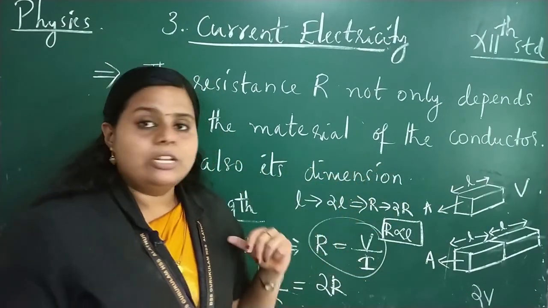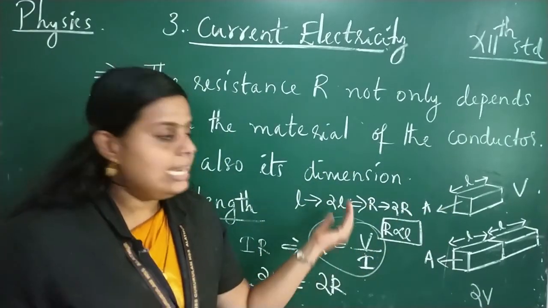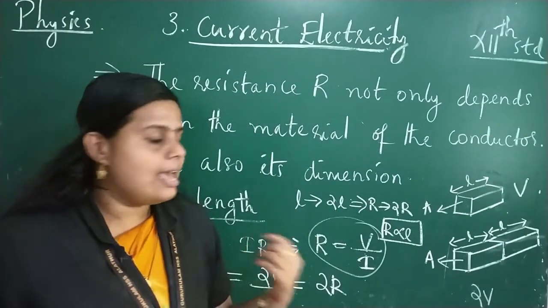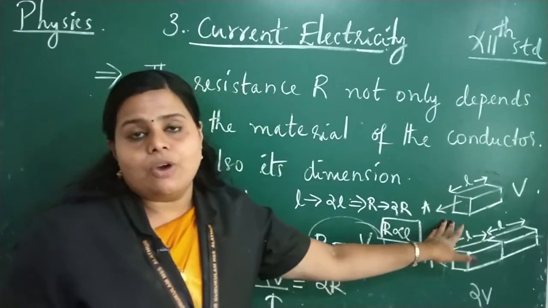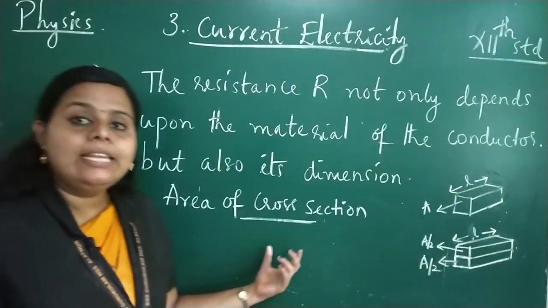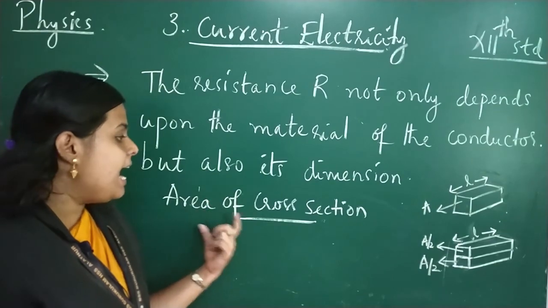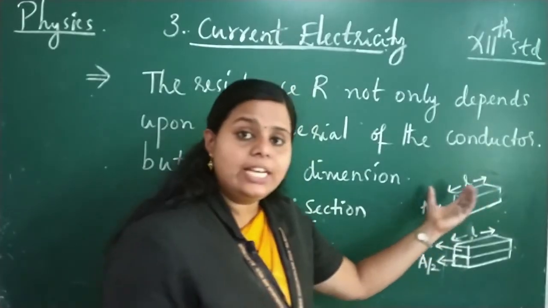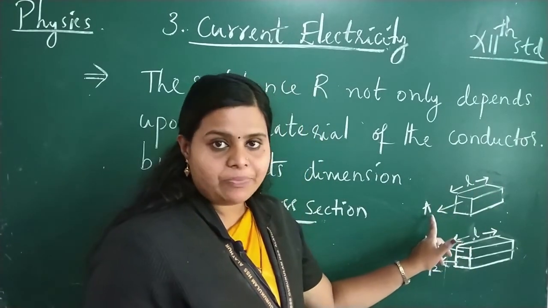So we understood how it depends on the first dimension, the length. Now what about the second one? What is the dependence of resistance on the area of cross section of the material of the conductor? Now let's discuss the second dependence. Now listen children, let's discuss the dependence of resistance on area of cross section of the material of conductor. So here we have the conductor having length L and area of cross section A, capital letter A.